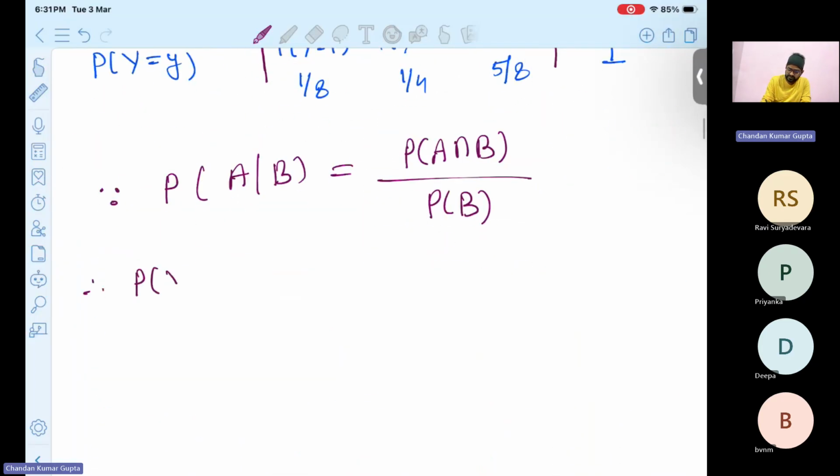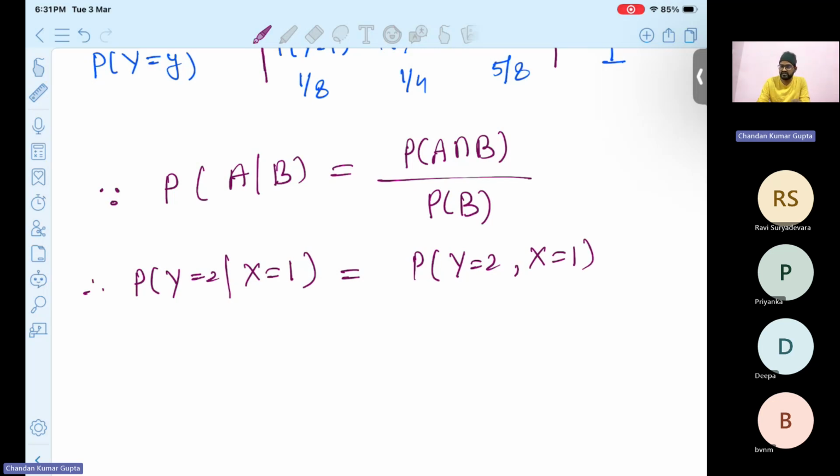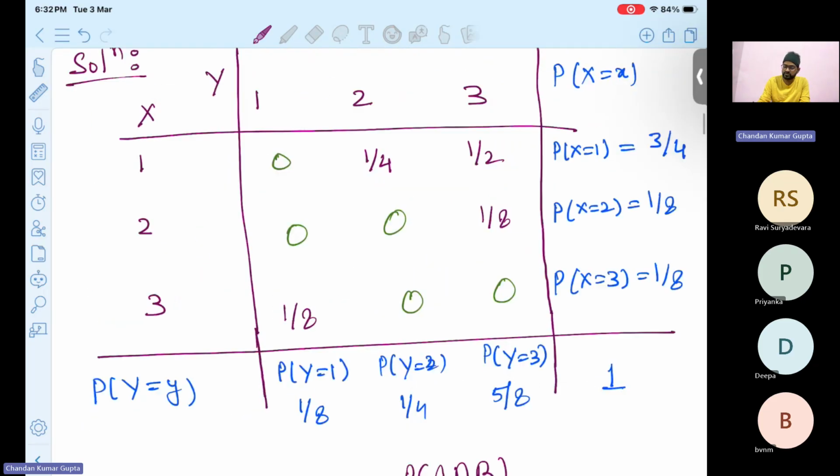So the probability of y equal to 2 given x equal to 1 comes out to be the probability of y equal to 2, x equal to 1, that is the joint probability, divided by the probability of the given condition. Here I have written y equal to 2 given x equal to 1, which is also correct, but since we follow the ordering, it is x equal to 1, y equal to 2. Now we have the joint PDF, x equal to 1, y equal to 2.